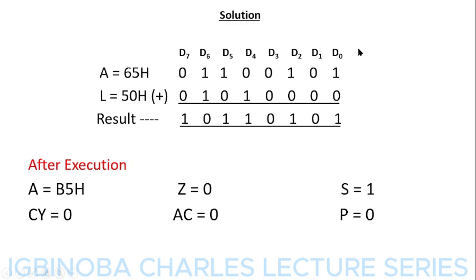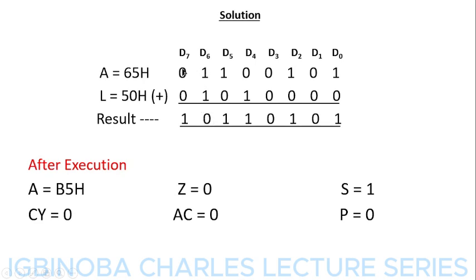So we have 1 plus 0, we have 1, 0 plus 0, we have 0, 1 plus 0, we have 1, 0 plus 0, we have 0, 0 plus 1, we have 1, 1 plus 0, we have 0, 1 plus 1, we have 2. But we cannot write down 2 because we are working in binary. So how many times 2 do we have inside 2? We have 1. What will be left? We have 0.